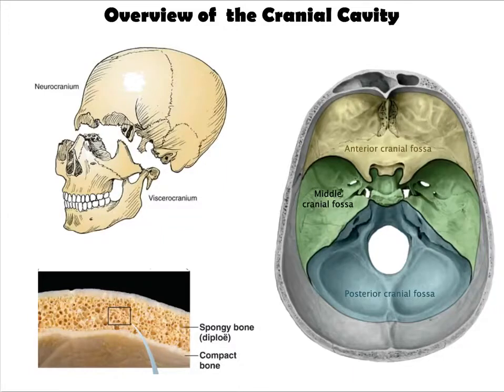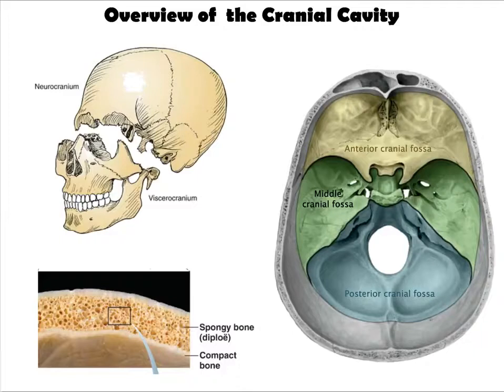The bones of the skull cap, called the calvaria, are trilaminar. They consist of an outer table and inner table of compact bone, separated by a layer of spongy bone called the diploe. The diploe helps to lighten the skull and contains red bone marrow.